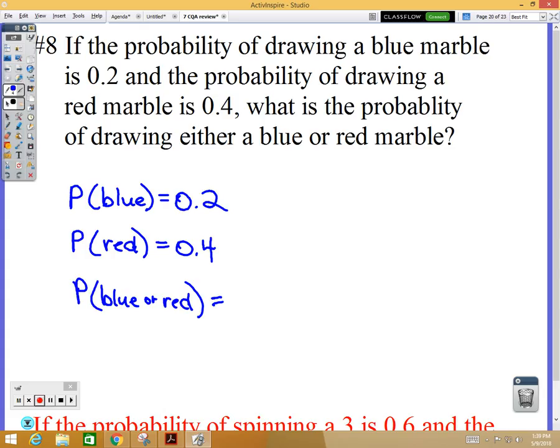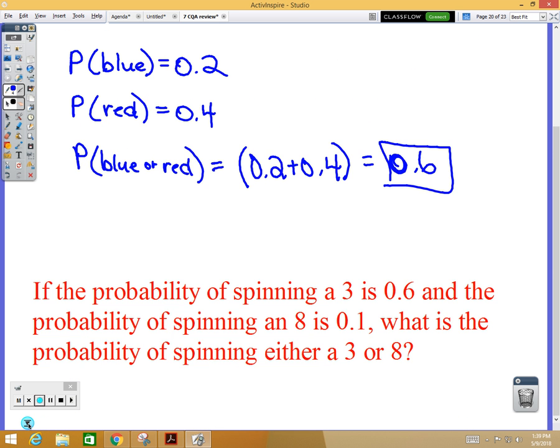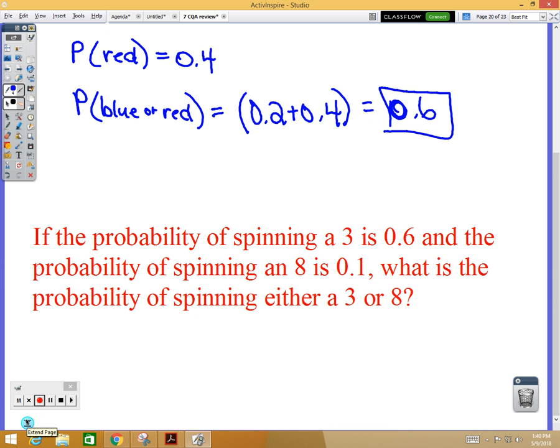Add them together and that's it. Okay? So it's a combined probability. Blue or red, you would add them together. So again, I hope you're writing this down because you're going to have a question just like it on your CQA. If blue is 0.2 and red is 0.4, you add them together to get your combined probability. So why don't you try doing one similar? If the probability of spinning a 3 is 0.6, and the probability of spinning an 8 is 0.1, what is the probability of spinning either a 3 or an 8?